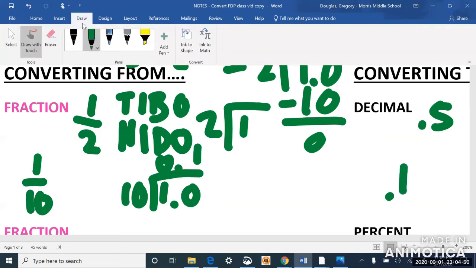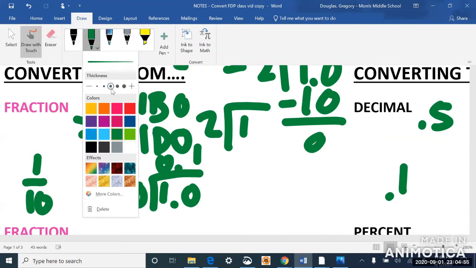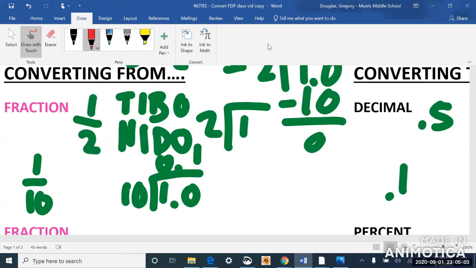Now I'm going to make this a little thinner. It's a little too thick. It's taking up too much space. And for the next problem, let's switch colors. We'll go with red. Okay.